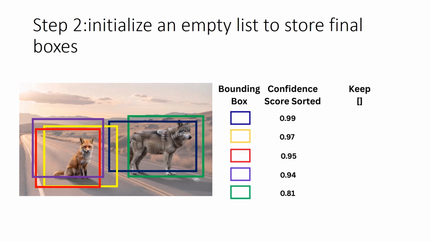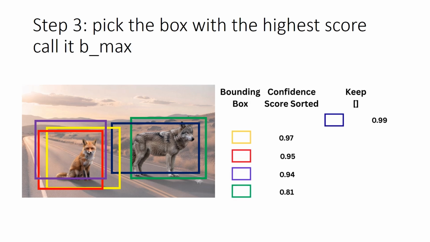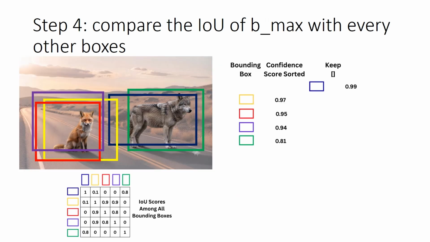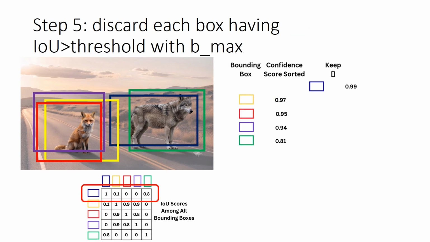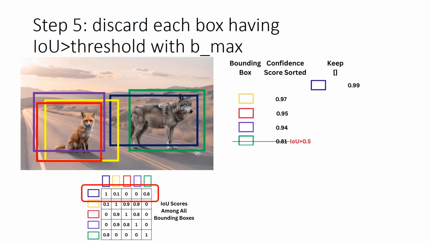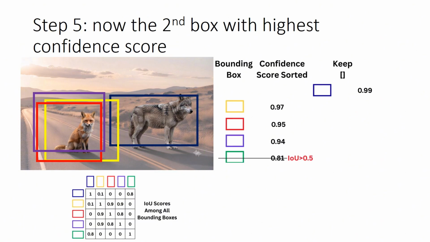Then in step 2, we create an empty list to store final boxes. In step 3, we pick the box with the highest confidence score and call it B_max. In step 4, we compare the IOU of B_max with every other box. Any box with an IOU greater than the threshold is considered to overlap too strongly with the selected box. It is therefore assumed to represent the same object and is suppressed. The algorithm then selects the highest scoring box that remains and repeats the process.